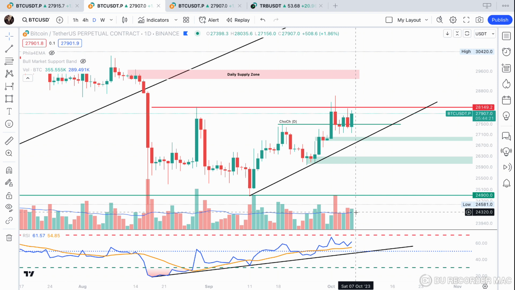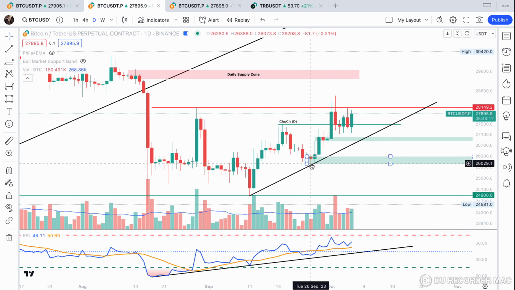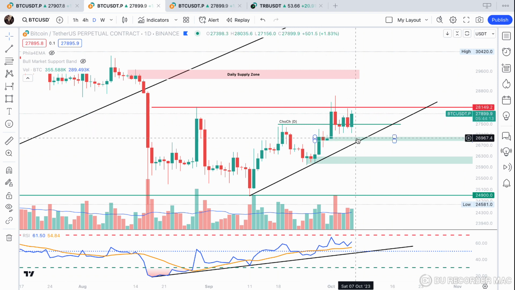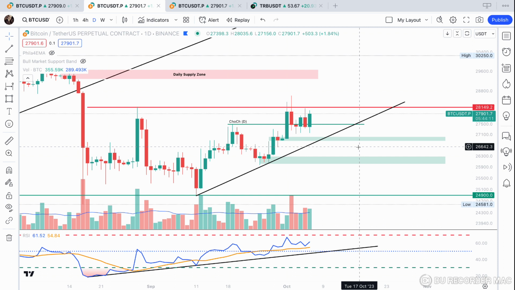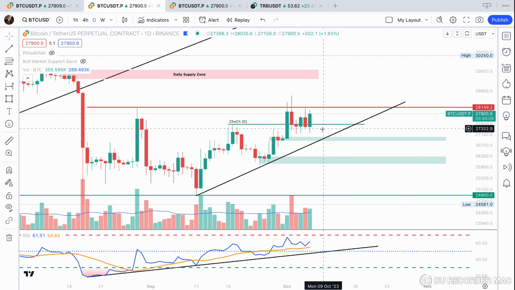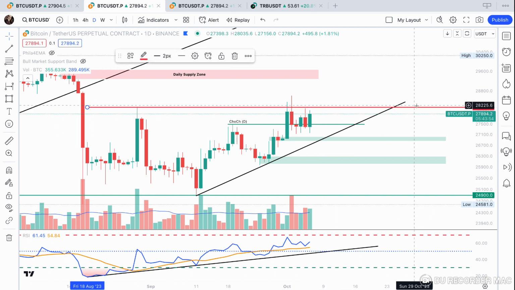In my opinion, Bitcoin is in the beginning stages of an uptrend. However, this uptrend is not confirmed. What I would like to see to confirm this trend 100% is a daily close above 28,150 with the candle body, and to flip the 28,150 to 28,500 area to support.